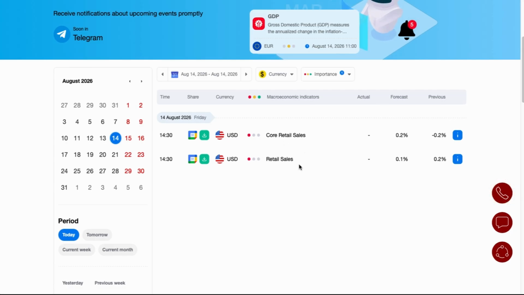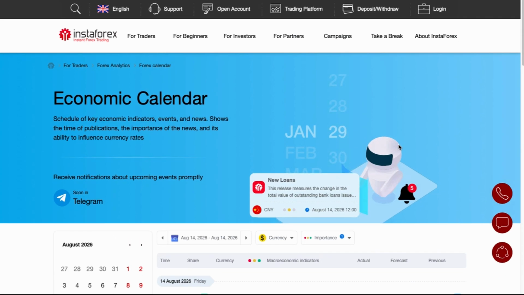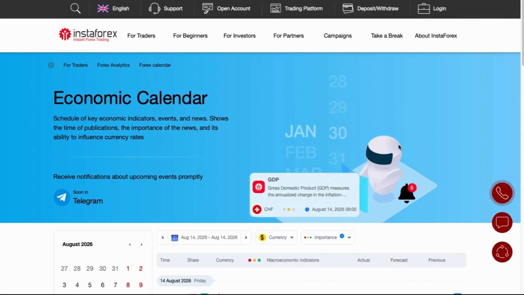Core retail sales and retail sales data are scheduled for release at 2:30, and the market participants expect the retail sales to decrease from 0.2% to 0.1%, and the core retail sales to increase from minus 0.2% to 0.2%. And that's about the high important data releases for Friday. So without any further ado, let's switch to the charts and we start with euro dollar.